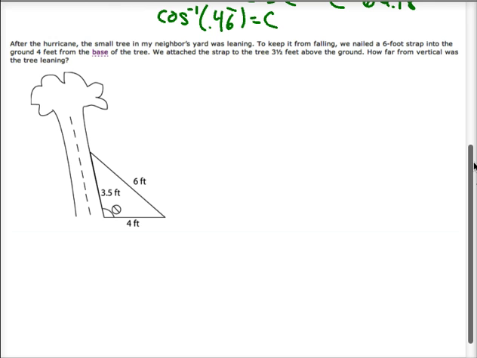After the hurricane, the small tree in my neighbor's yard was leaning. To keep it from falling, we nailed a 6-foot strap into the ground 4 feet from the base of the tree. We attached the strap to the tree 3.5 feet above the ground. How far from vertical was the tree leaning?